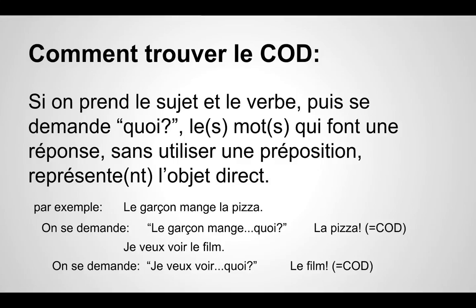So how do you find it in a sentence? Start out by using the subject and verb, then ask yourself what or whom after the verb. For example, he ate what? She saw whom? The word or words that answer those questions represent the direct object of the sentence.